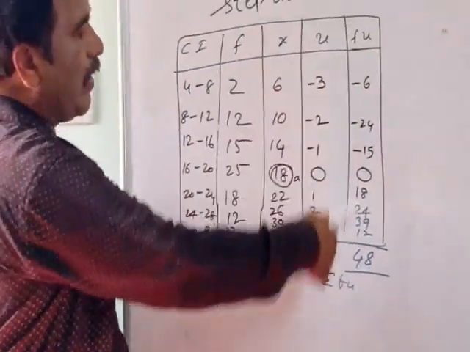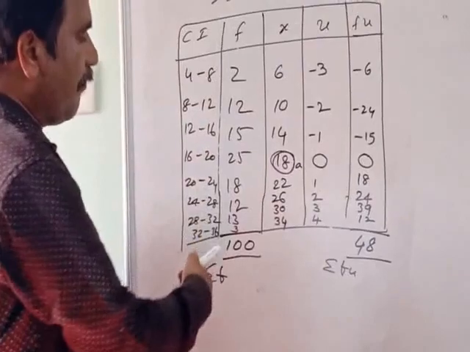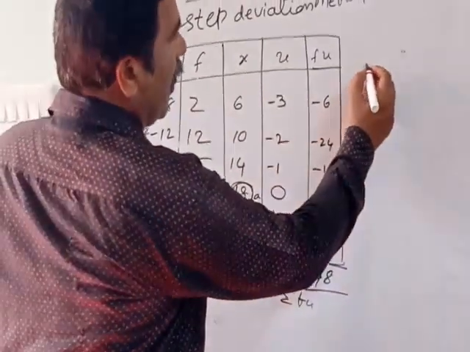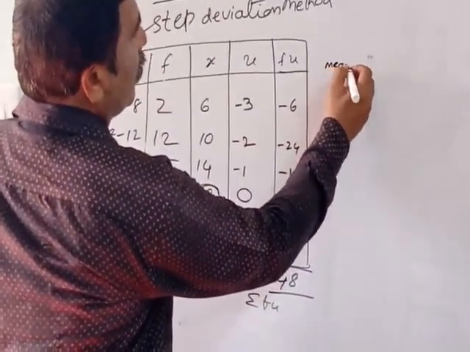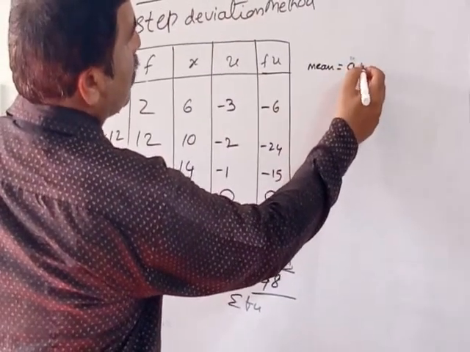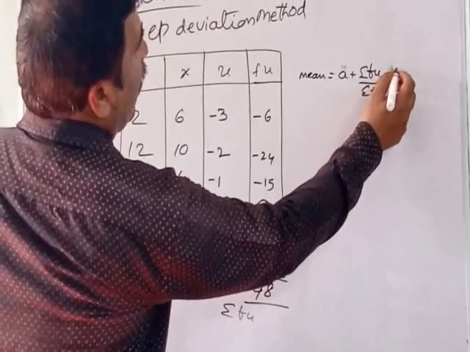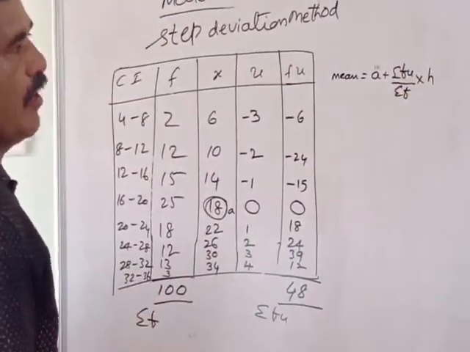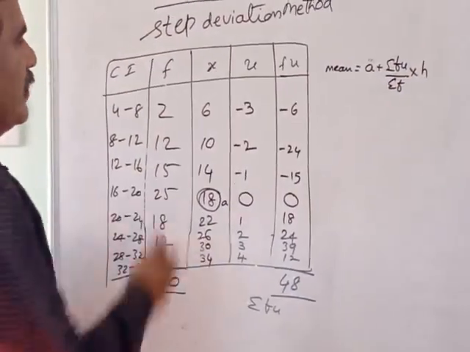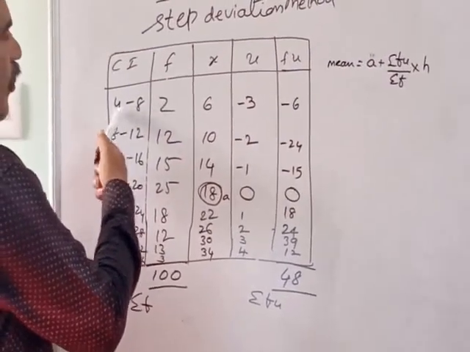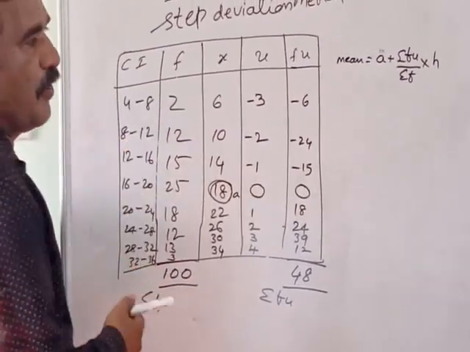Now after calculating fu and f values, use the formula mean is equal to a plus sigma fu by sigma f into h. H is the class size. Here the class size is 4 to 8, which means it is 4 only.